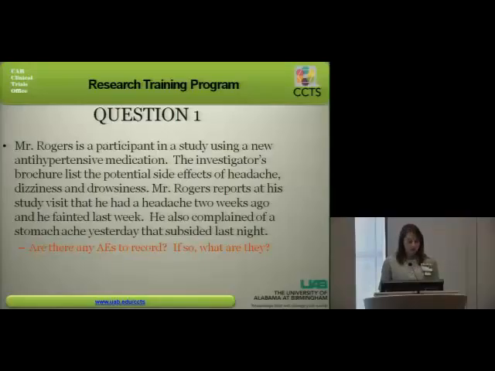So Mr. Rogers would have the following adverse events: syncope and stomach ache. Headache is not an adverse event since it is an expected side effect and is listed in the investigator brochure.